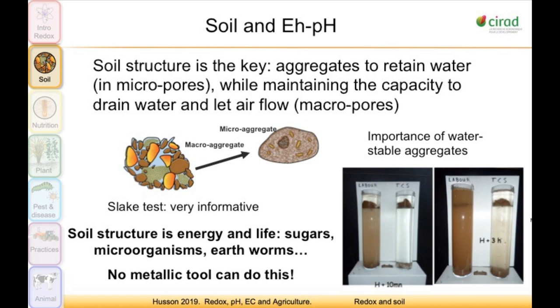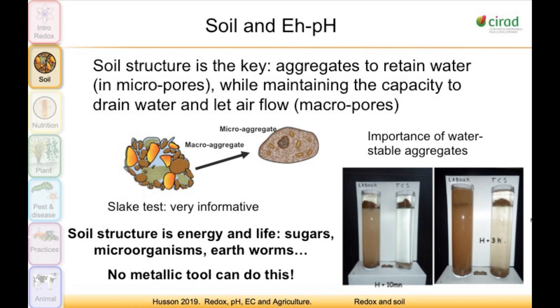Just a slake test is very informative. I don't know if you know the slake test. Just put some aggregates in water. This one is conventional, and this one is, let's say, conservation agriculture. You see after 3 hours, there's nothing left here, just a big mess. And here, there's still the structure. So in a good soil, the structure is stable.